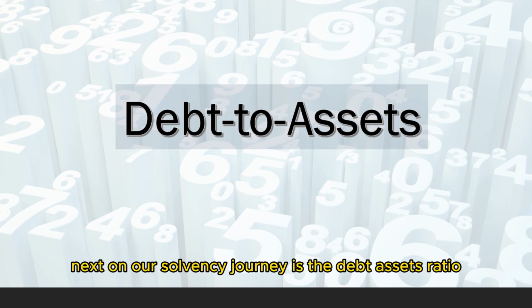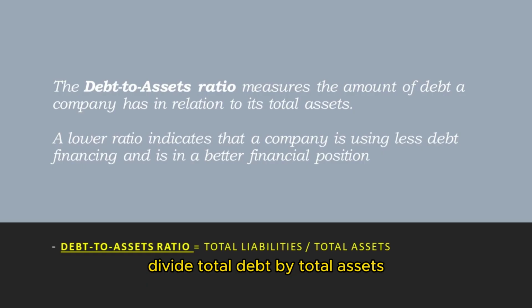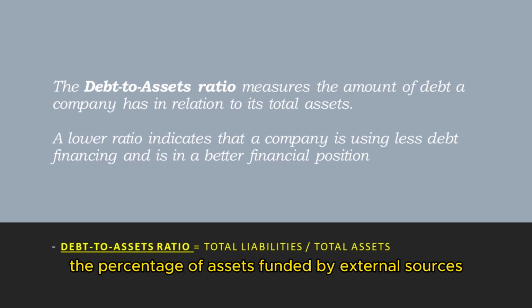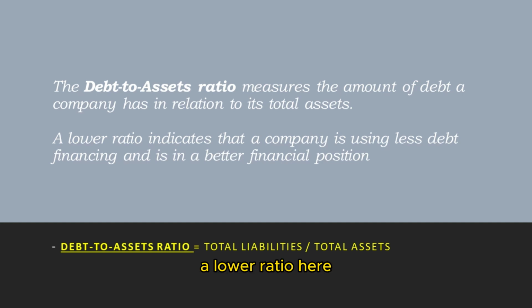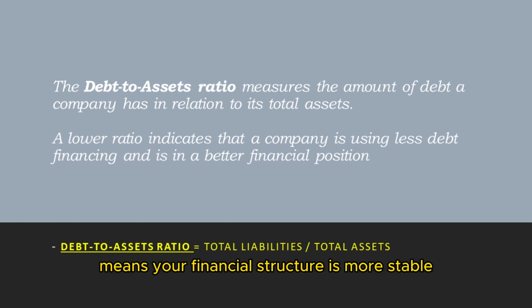Next on our solvency journey is the debt-to-assets ratio. Divide total debt by total assets, and you'll get the percentage of assets funded by external sources. A lower ratio here means your financial structure is more stable, like a skyscraper built on solid bedrock.